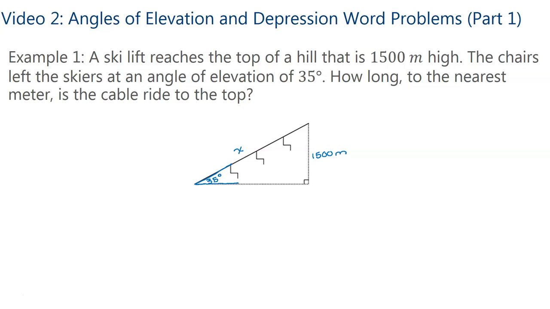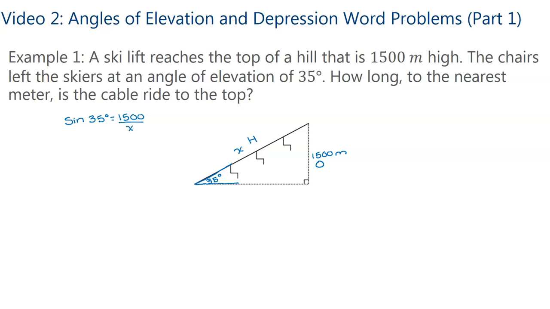So now if I label the sides to determine which trig ratio I'm going to use, I see that 1,500 is across from the angle, so this is the opposite. X is across from the 90, so it's the hypotenuse. Now opposite and hypotenuse means we use the sine ratio. So setting it up, we get sine 35 equals 1,500 over x.